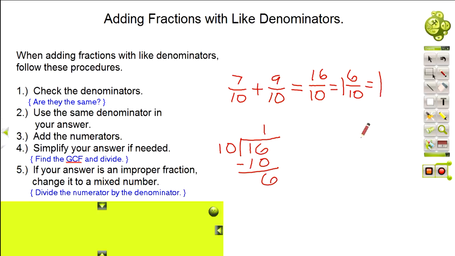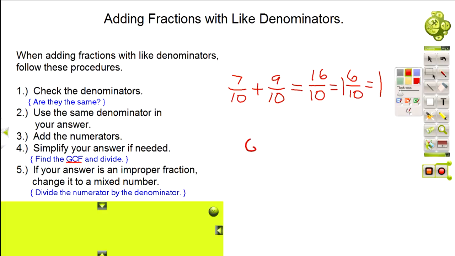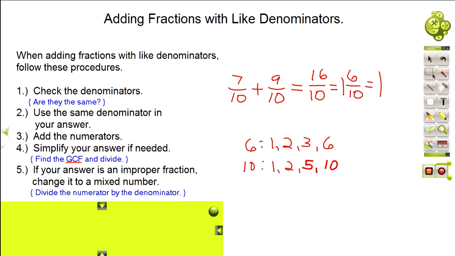1 remains our whole number, and what we'll do is we'll get rid of this so we have some room to figure out some factors. The factors of 6 are 1, 2, 3, and 6. The factors of 10 are 1, 2, 5, and 10. Our greatest common factor is 2, so we simply 6 divided by 2 equals 3. 10 divided by 2 equals 5.